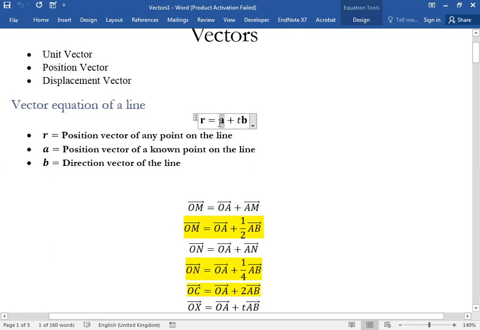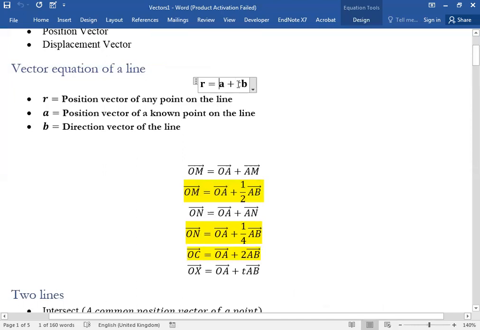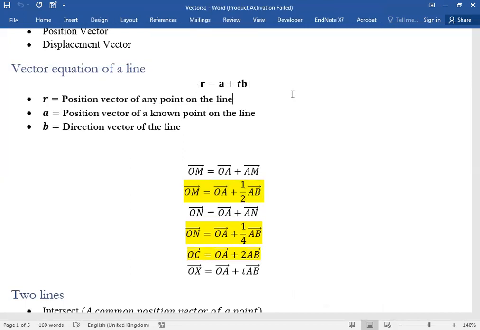A is the position vector of a known point on the line. Like in the previous examples, we were using OA, OA, and OA. If anyone wanted to use OB, yes, they could have used that as well. But A is the position vector of a known point on the line. And B is the direction vector of the line. And T is a scalar multiple which changes with the point R. Is this clear, class? Yes, sir. R is equal to A plus TB.